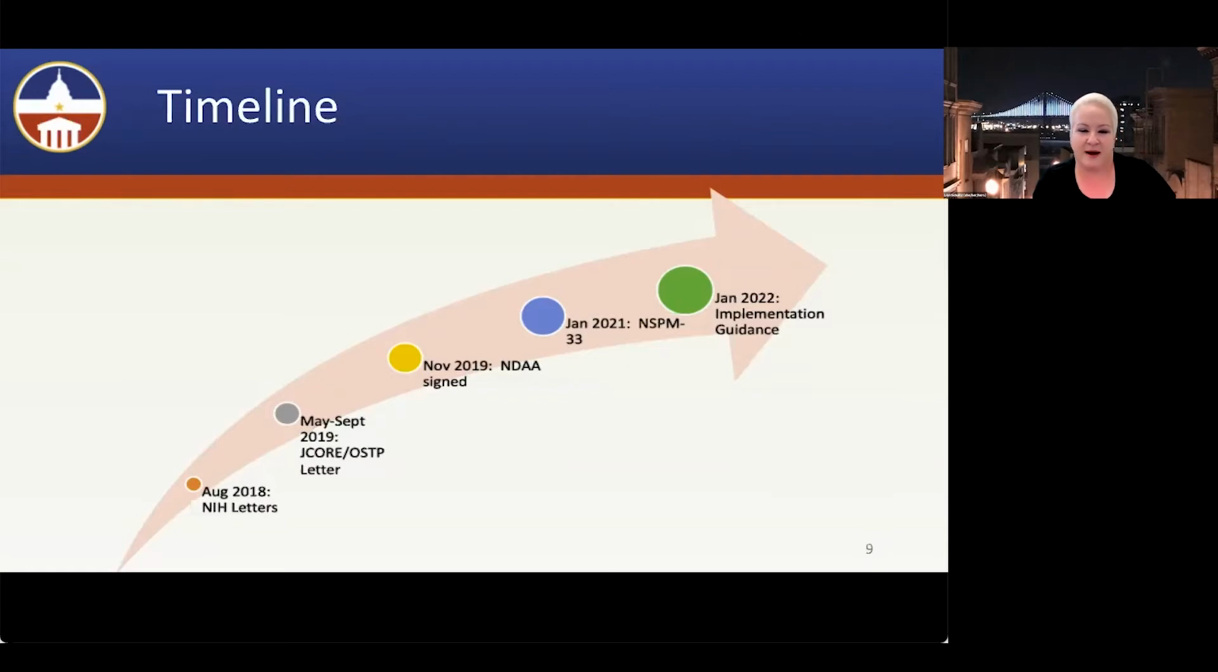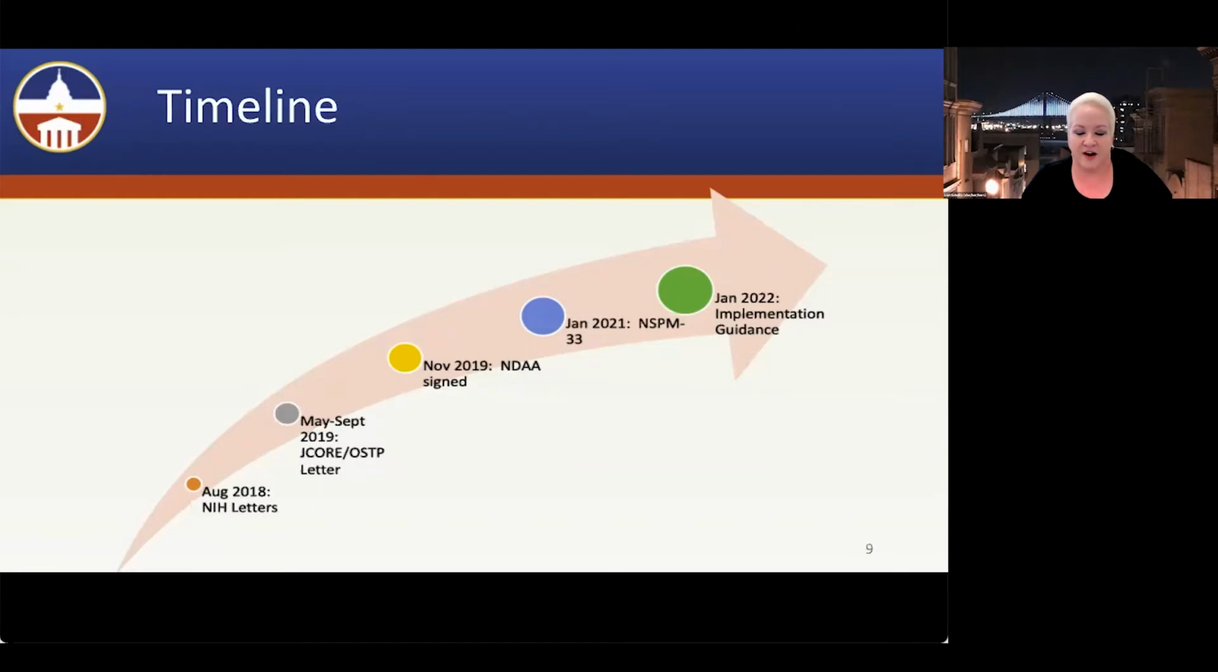In May through September of 2019, after that, the National Science and Technology Council that's overseen by the OSTP launched the Joint Committee on Research Environments, or JCOR, in May. And then OSTP started sending letters to our academic organizations and grantees to really start the conversations with our senior leadership in research about this topic.